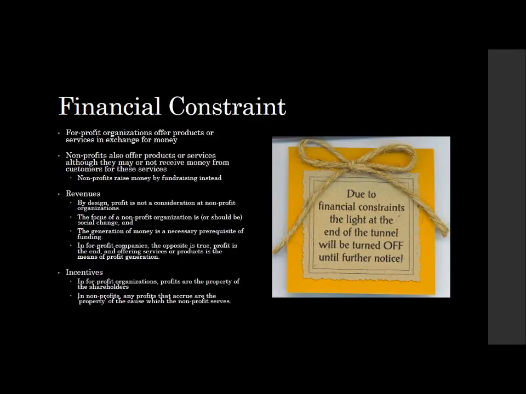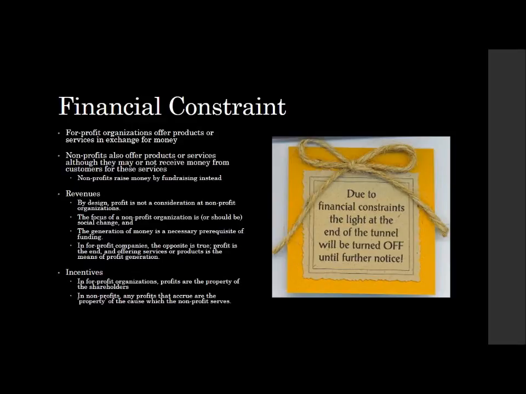Financial constraints are the third leg in the three-point model. Financial constraints include the organization's means of acquiring money, as well as the means by which it may use its capital to motivate internal and external stakeholders. For-profit organizations offer products or services in exchange for money. Nonprofits also offer products or services, although they may or may not receive money from customers for these services. Nonprofits raise money by fundraising instead, or along with selling services.